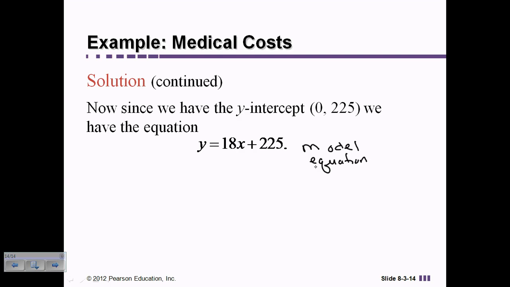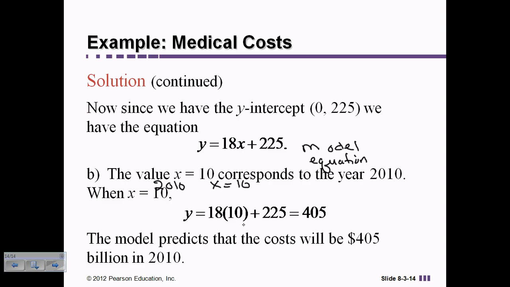And so I can use this equation to estimate any value that I choose. And I want to know how much is it going to cost in the year 2010. And we already talked about that. That means that x is equal to 10. So we're going to substitute that value of 10 into this equation, and we're going to get 18 times 10 plus the 225 is 405. So according to the model that we found, in the year 2010, medical costs will be approximately $405 billion.